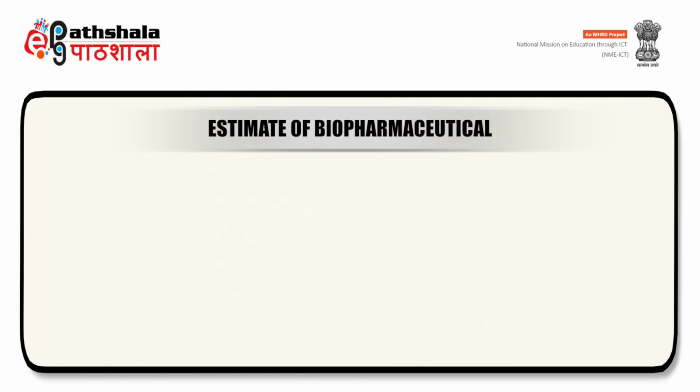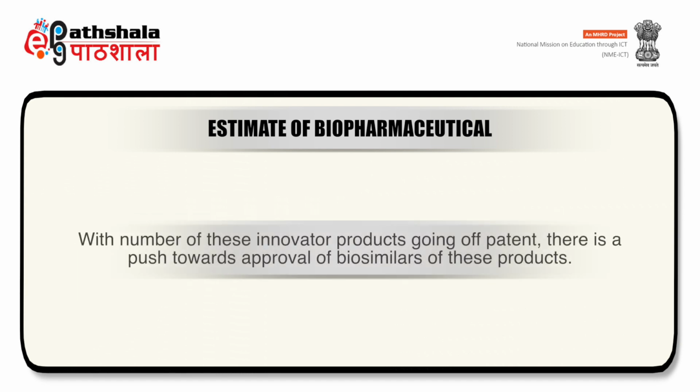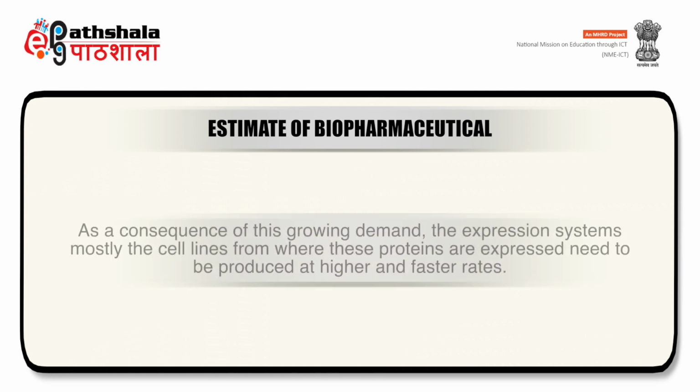Now, we will explain something about the market estimate of these biopharmaceutical products. Around 100 recombinant technology-based proteins have been approved by regulatory agencies worldwide, that is like by US FDA and EMEA, and these numbers are on rise. With number of these innovative products going off patent, there is a push towards approval of biosimilars of these products. As a consequence of this growing demand, the expression systems, mostly the cell lines from where these proteins are expressed, need to be produced at higher and faster rates.